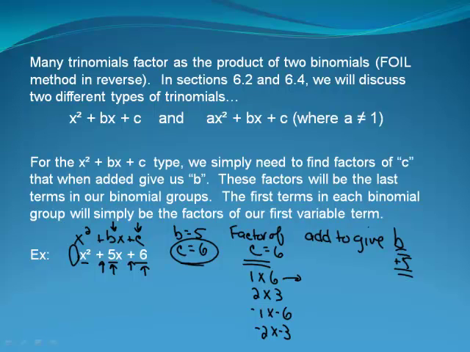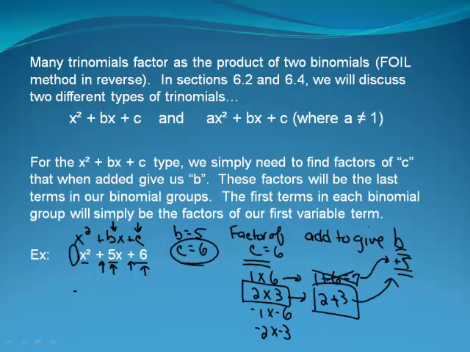Let's look at this first example. 1 times 6 is 6. 1 plus 6 is 7. But that's not what we want. We want a positive 5. So that's not the factoring we want. Let's look at this second example. 2 times 3 is 6. 2 plus 3 is positive 5. This is it. So the factors that we're interested in are positive 2 and positive 3.